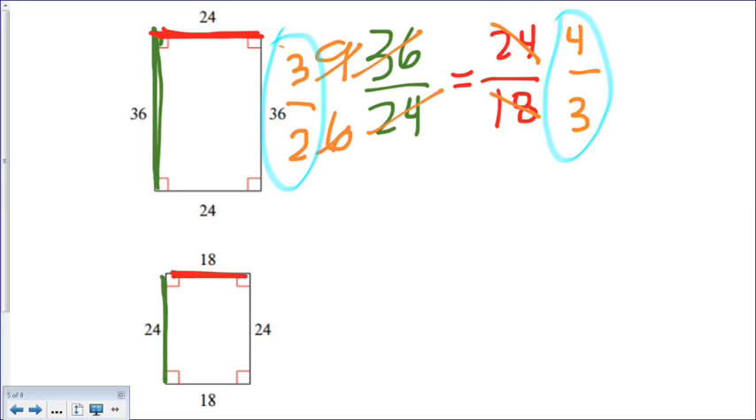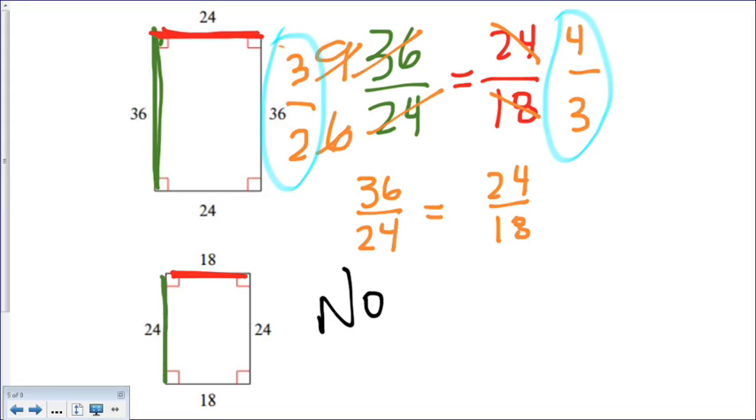You know that because their ratios are different. Even if I compared length and width, so 36 over 24 should equal 24 over 18, which is what we just did. Crazy, right? No matter how you slice it, this one is not going to work out. So no, not similar.